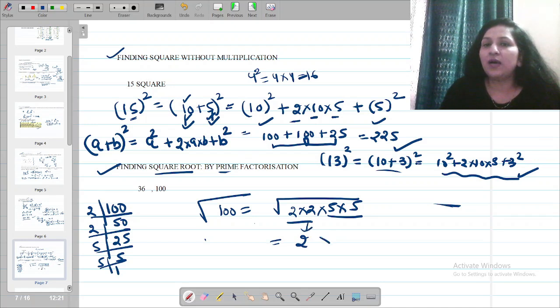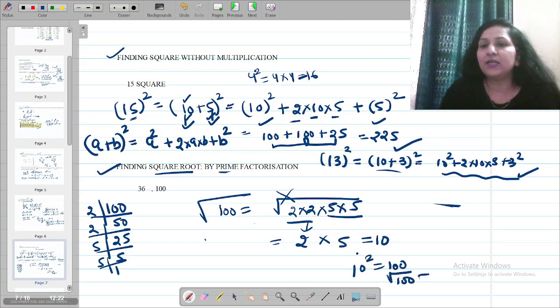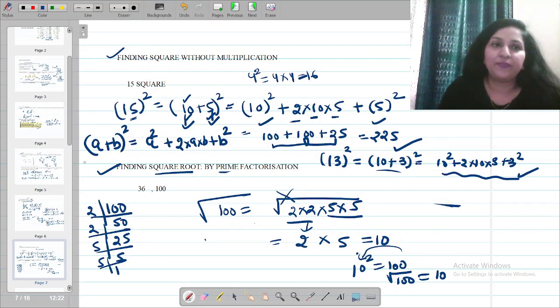इसमें से 2 gone out, इसमें से 5 gone out, and this under root will be banished. So answer is 5 into 2, that is 10. It is verified because 10 square is what? It is 100. So what should be the under root of 100? That should be going back to this number. It is equal to 10. You can please practice this method, prime factorization, for the bigger numbers as well.